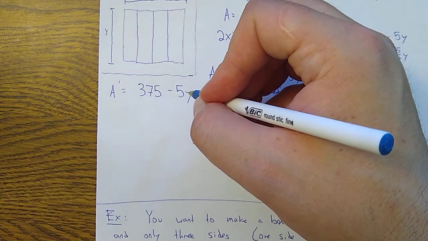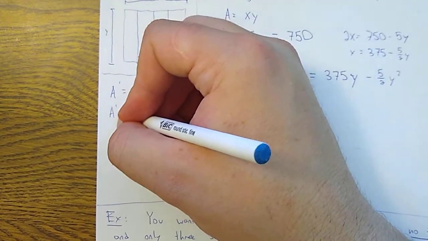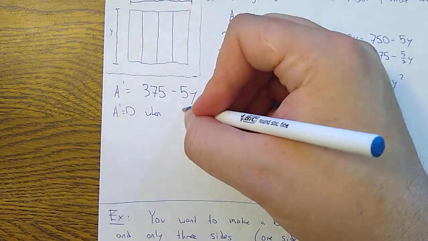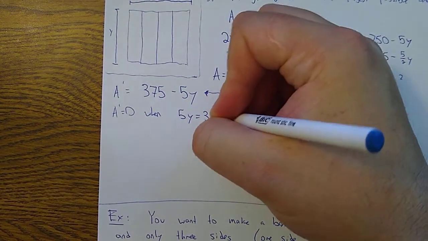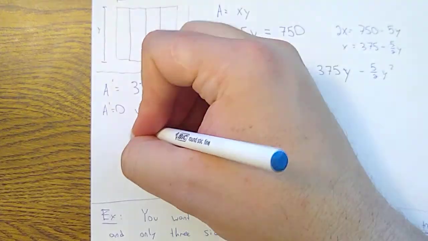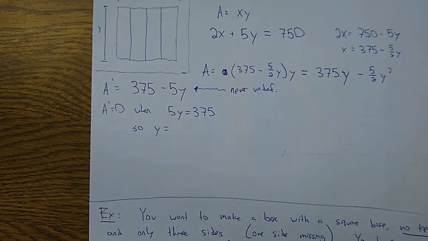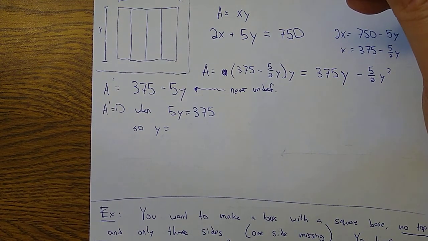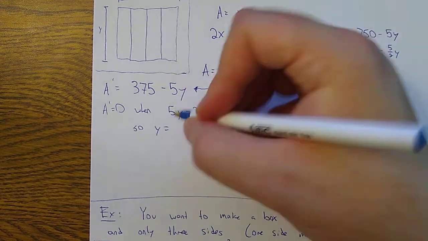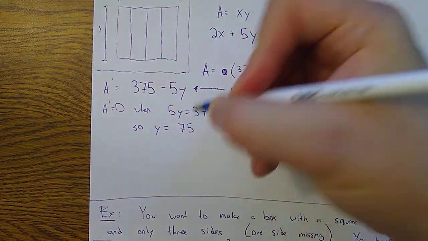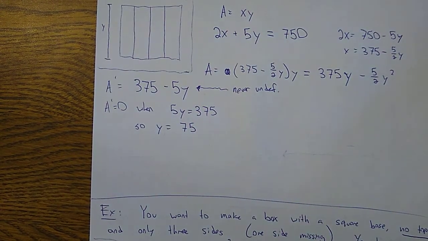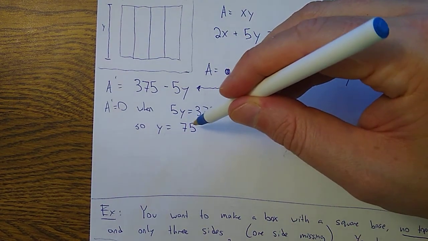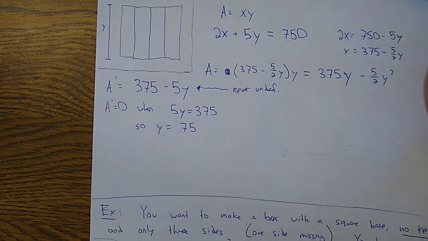What I should do now is set this equal to 0. So if I set this equal to 0, that's going to mean 5y equals 375. So y is, oh boy, can I do this in my head? 5 times 75 would be 350 plus 25. Yeah.